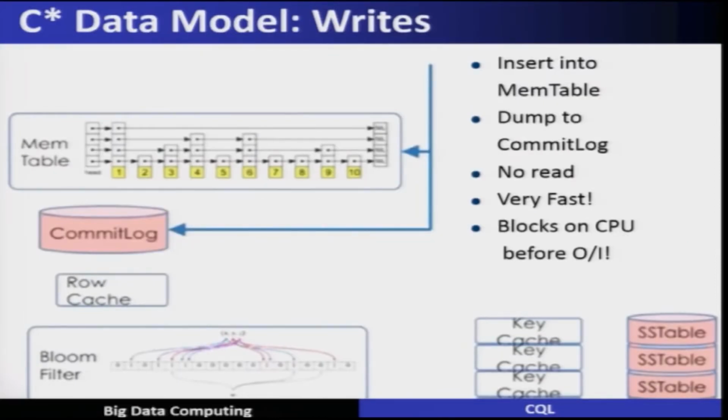Now, let us see the data model of Cassandra, and how the write operation is performed. Write operation virtually has to do nothing in the Cassandra data model. If there is a request to write, it will first write into the memtable, and then it will write into the commit log. The commit log ensures reliability against failures. There is no read required, and hence this write operation is very fast.